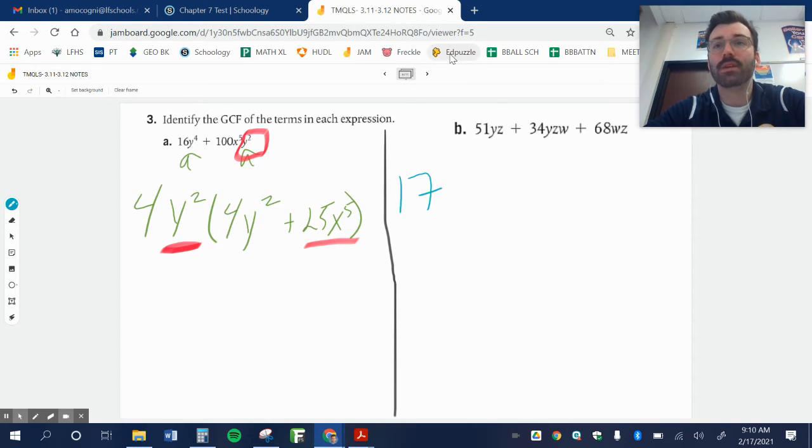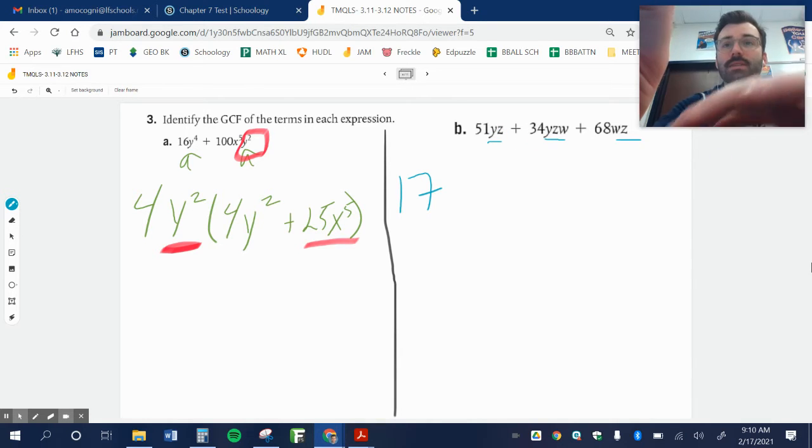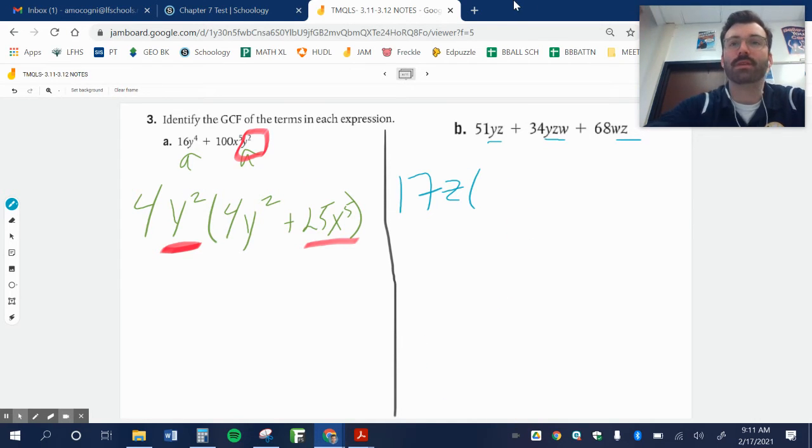The next thing I want to do is look at my variables. I have yz, I have yzw, and I have wz. There's a y in these two terms, but not in this third one. There's a w in these two terms, but not in this first one. But there is a z in every single term, so I can take the z out. The book only asks you to identify the GCF, but we're going to practice factoring it out because we definitely need that practice.